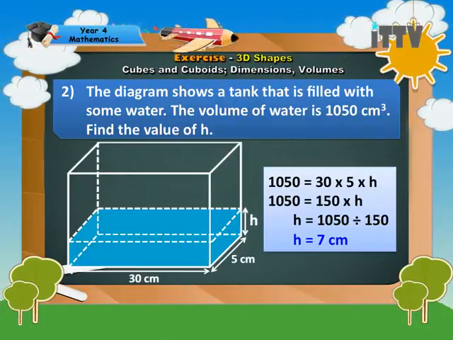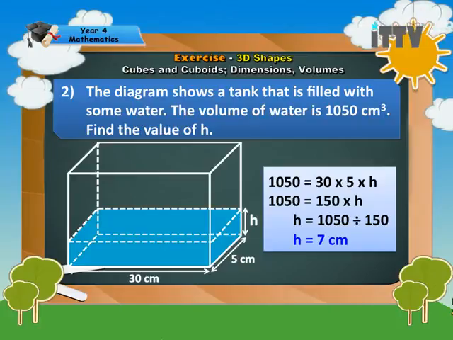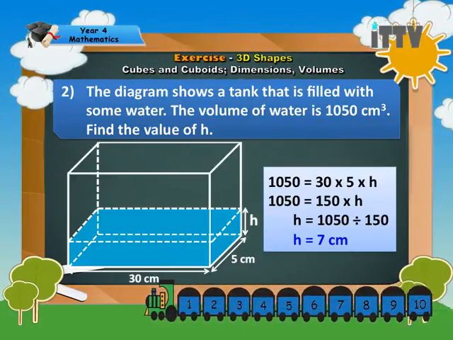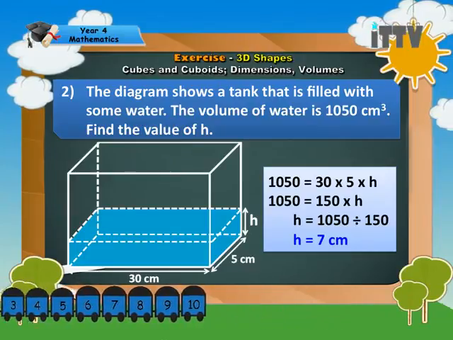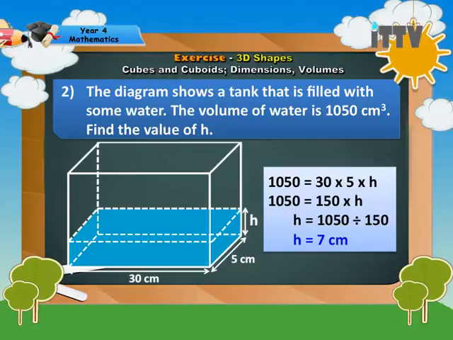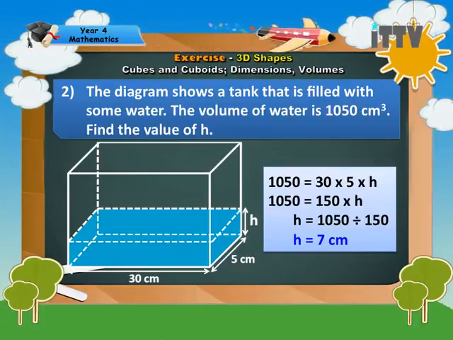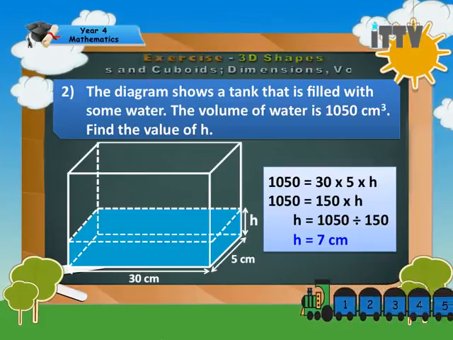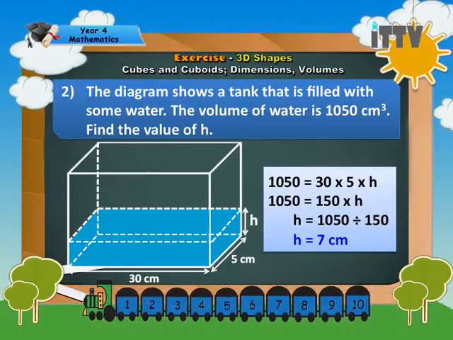For volume, we have 1050 cubic centimeters and length 30 centimeters, width or the breadth 5 centimeters and the height is H. So 30 times 5 gives us 150. H is therefore 1050 divided by 150. So the answer for H is 7 centimeters.